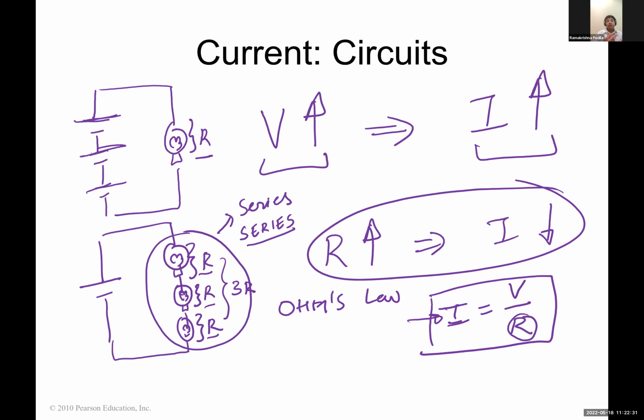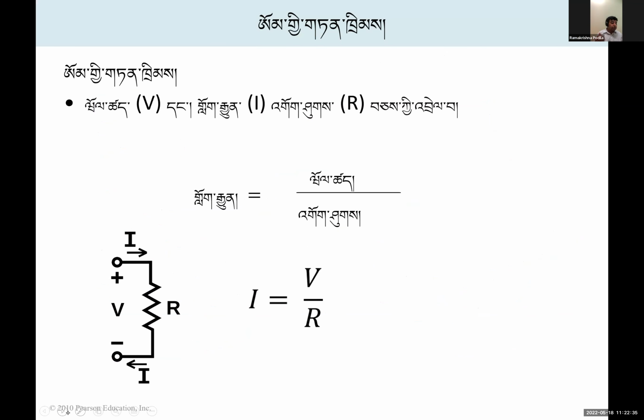Okay, so this is called a series circuit. Now this is Ohm's law. So when you have I, you have V by R. So let's do some questions on Ohm's law now.